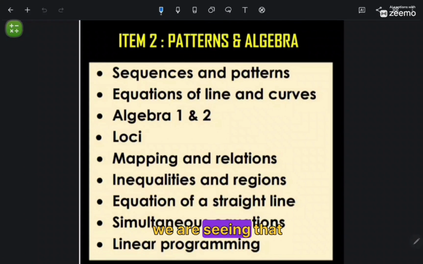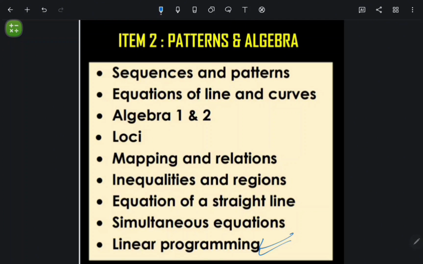For instance, we are seeing that there is linear programming, which is majorly what has been examined, and then also there is some bit of equations of the line, because we shall be required to generate equations of the line. So we are also seeing that this has been examined. Then inequalities and regions, which is what our part A is about, and then also there is some part of algebra in that item. So what does this show you?